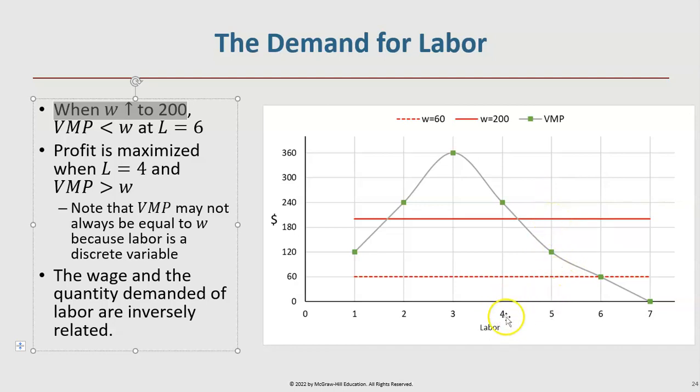So we scale back to 4 workers, where the marginal benefit is $240, which is greater than 200, which means that we've maximized our profit at 4 workers. We'd like to increase the number of workers, but in this example, the number of workers is lumpy. It's discrete. We can't hire a fraction of a worker, although we might start thinking about hiring someone part-time.